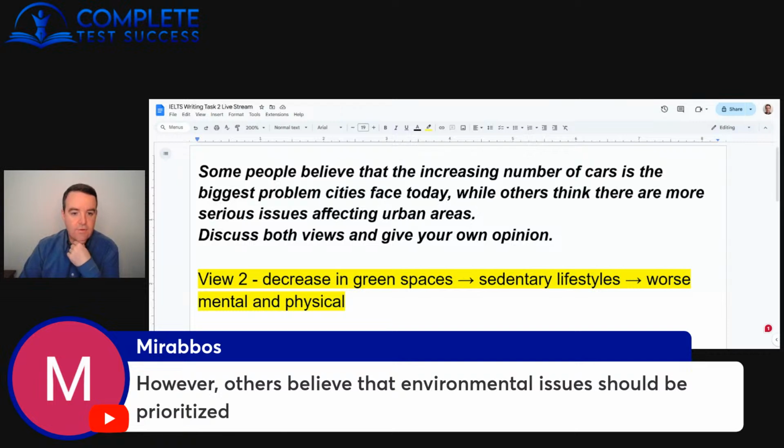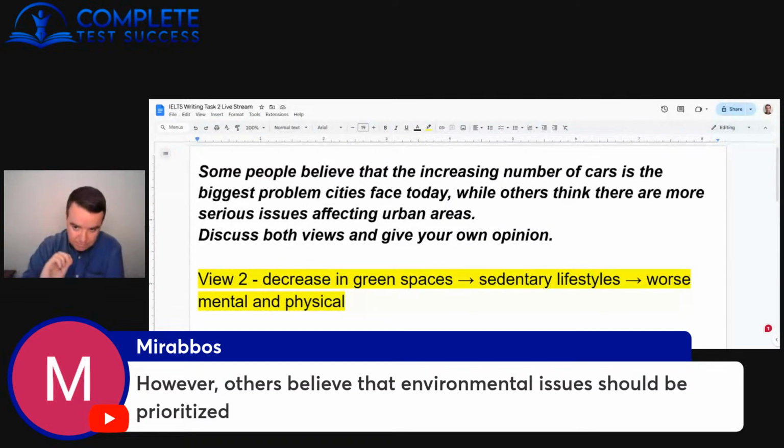However, others believe that environmental issues should be prioritized. No, I'm not going to say environmental issues in a kind of general way. I want to say specifically the decrease in green spaces. So environmental issues, and especially when you see the word issues, that's plural. So what that means is you're referring to many issues, but we want to be as specific as possible. So we want to say like, here's one issue that is more significant, not there are many issues that are more significant. Here's just this one that I'm going to talk about, the decrease in green spaces.